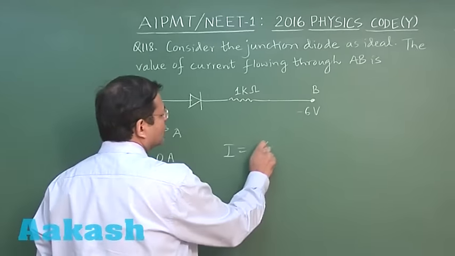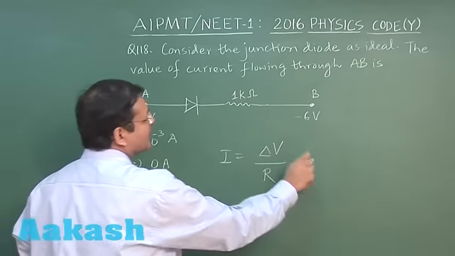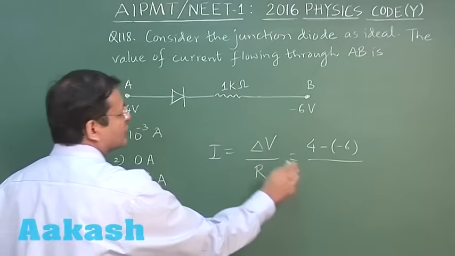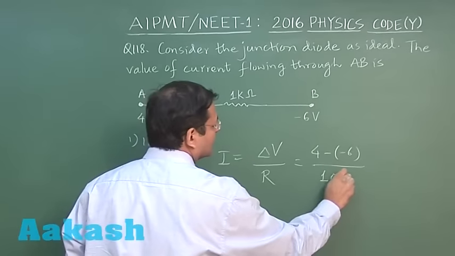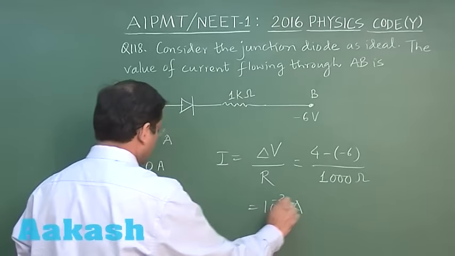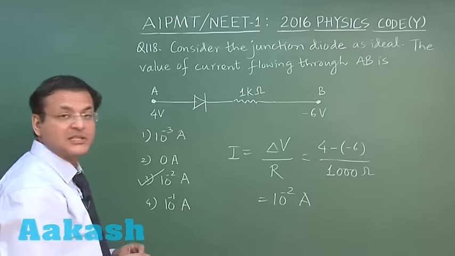Current is equal to potential difference upon resistance. Potential difference you can see here, 4 minus minus 6. How much is that? That is 10, upon this resistance value is 1 kilo ohm. So this is 1000 ohm. Naturally the current will be 10 to the power minus 2 ampere, and it's very simple question. You have to mark answer 3 for this question number 118.